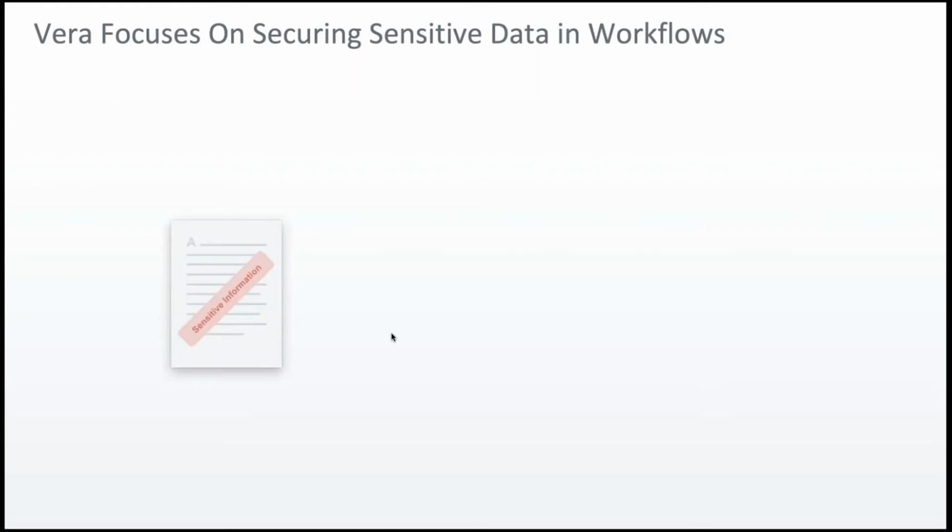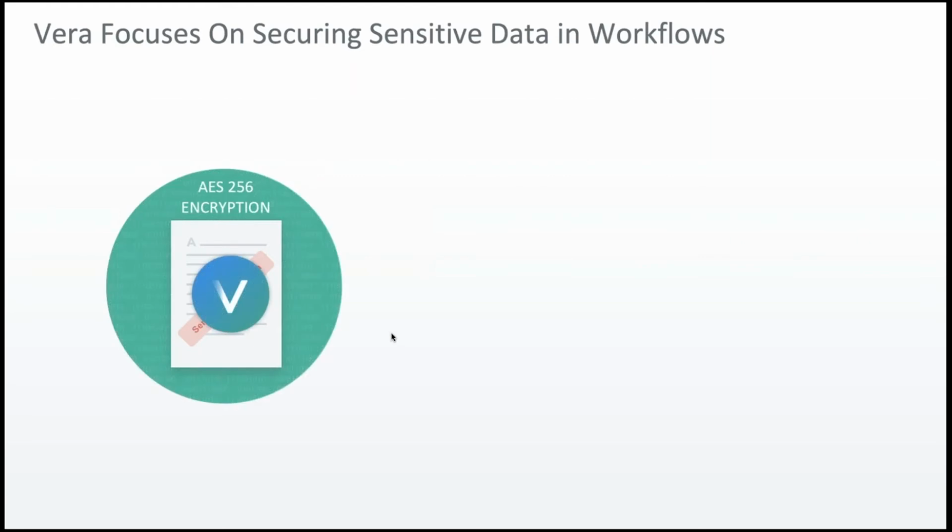So we start with some sensitive information. Maybe it's PII for customers. Maybe it's PHI. Maybe it's intellectual property that's critical to the organization. Whatever it is, the first layer of protection is encryption. So that content, that file, is encrypted with 256-bit AES encryption, pretty much the industry standard for securing data. Each file is encrypted with a unique encryption key.